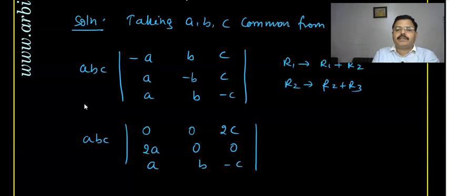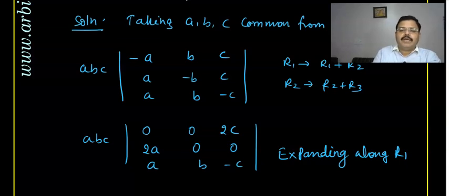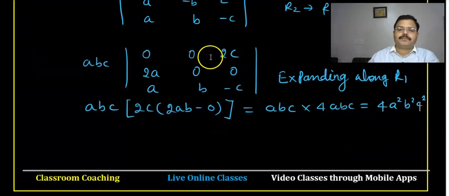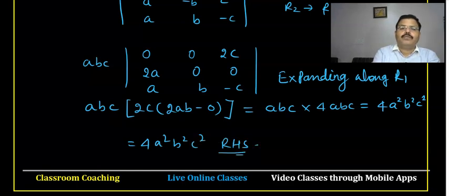Now expanding along the first row, what will happen? 0 into 0 will be 0. Now A, B, C and 2C times what? This cancels, this cancels. So 2B into 2A into B, that is 2AB, minus A multiplied by 0 is 0. So that will be ABC and this is 2 times 2, that is 4ABC, which is equal to 4A square B square C square. That is the RHS that we need to prove. I hope you got it.